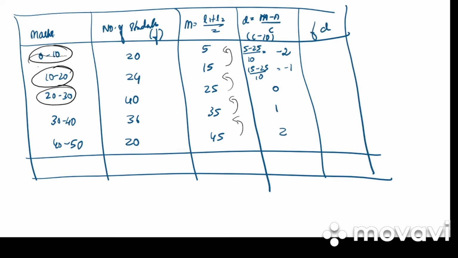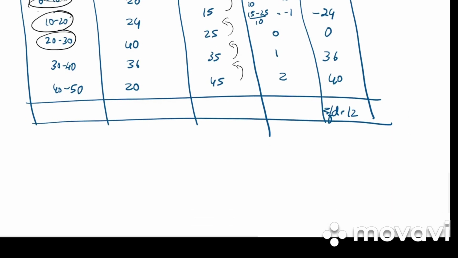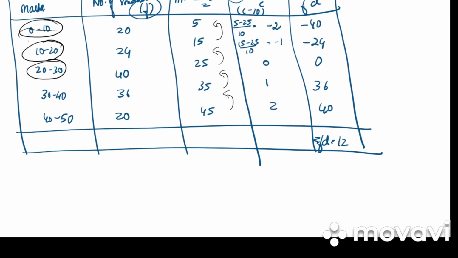Last we need to find out FD, that is F into D. So 20 into minus 2, minus 40. Minus 24, 0, 36 and 40. So what is the total? Summation FD will be 12. Clear? It is the same thing we did in discrete series.